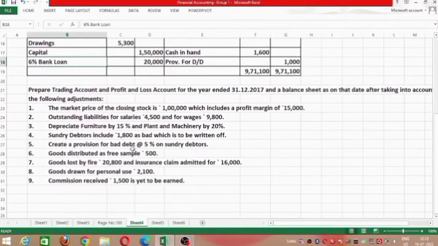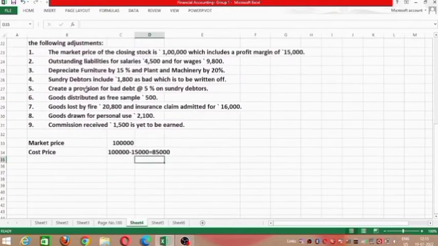Let's read the adjustments. Prepare trading account and profit and loss account for the year ended 31st December 2017 and the balance sheet as on that date after taking into account the following adjustments. The first one, the market price of the closing stock is 1 lakh which includes a profit margin of 15,000. So the market price is 1 lakh, cost price is 1 lakh minus 15,000. This is the profit margin. When we are going to sell the product, we include profit margin also. So if we remove that profit margin, we will get the cost price. So cost price is 85,000.